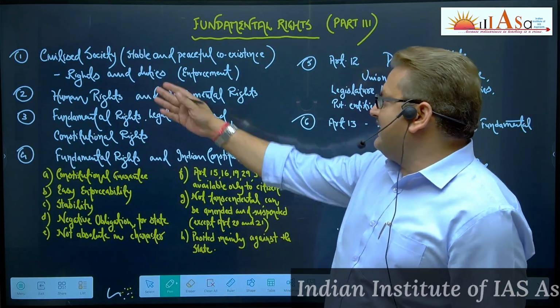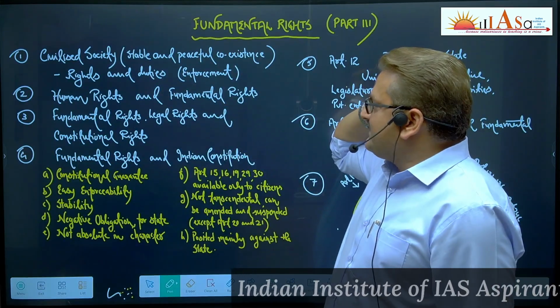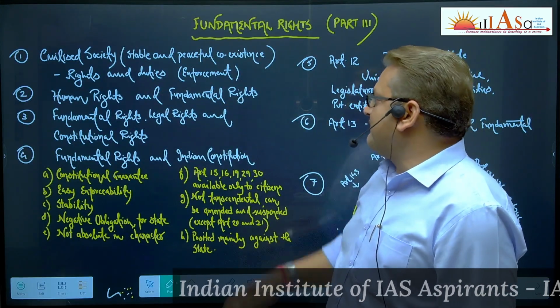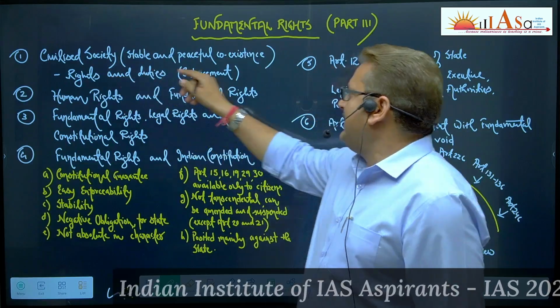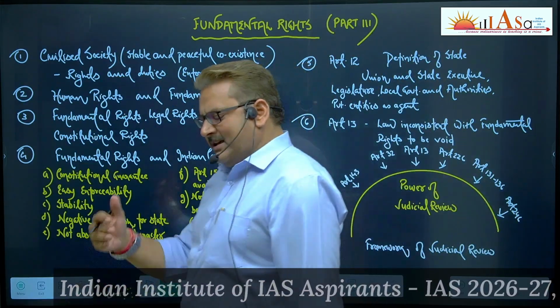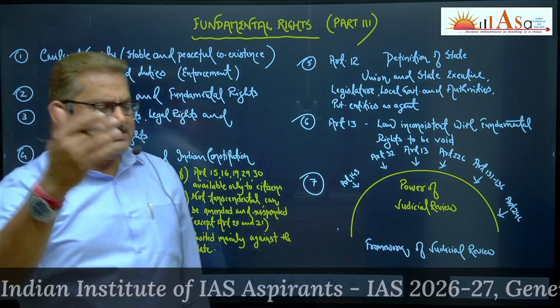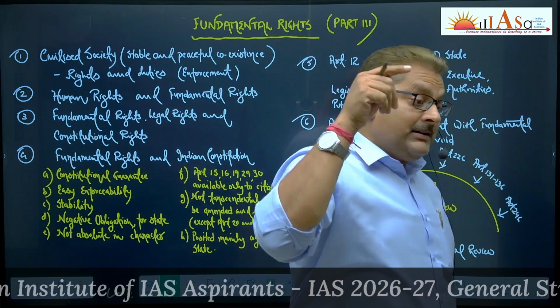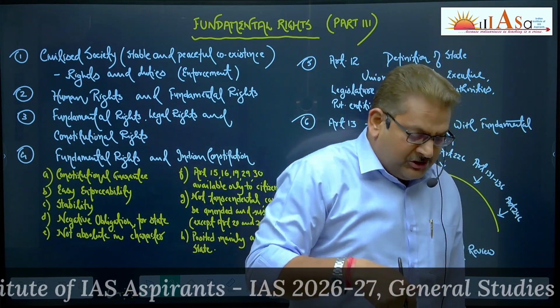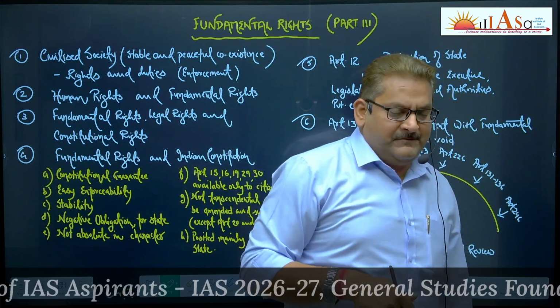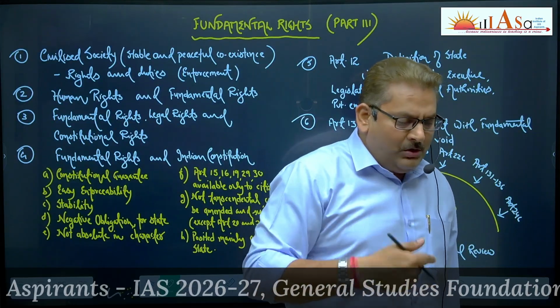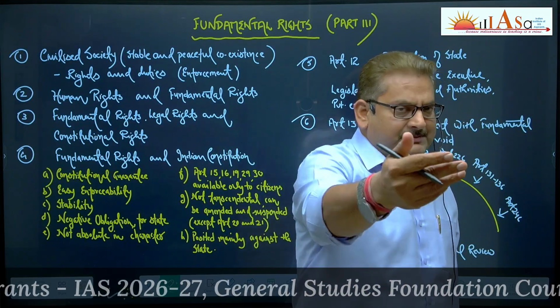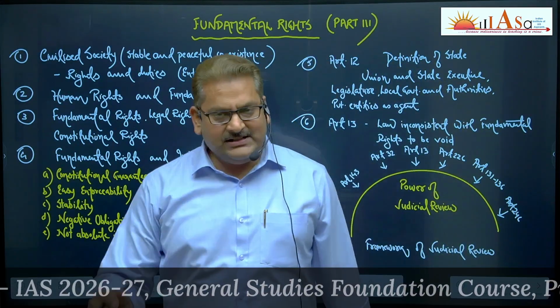So you have a civilized society, stable and peaceful coexistence, rights and duties enforcement. First of all, I discussed rights. You exercise a claim over something, some kind of entitlement, by virtue of some legitimate disposition. There has to be some justifiable ground from which you exercise a claim over something, and that is known as a right. Then I discussed human rights.